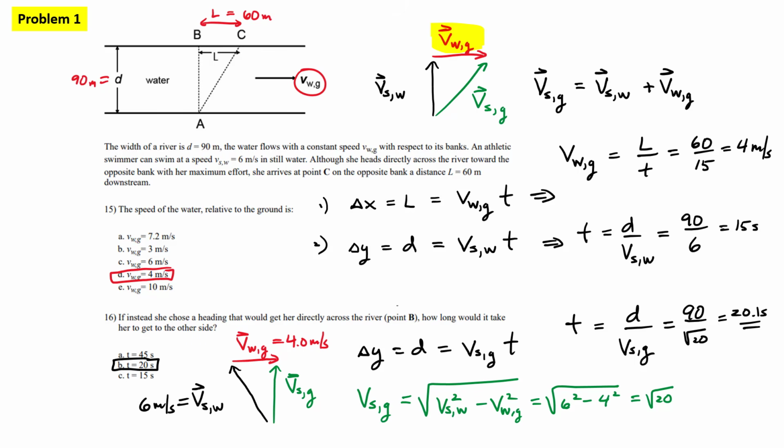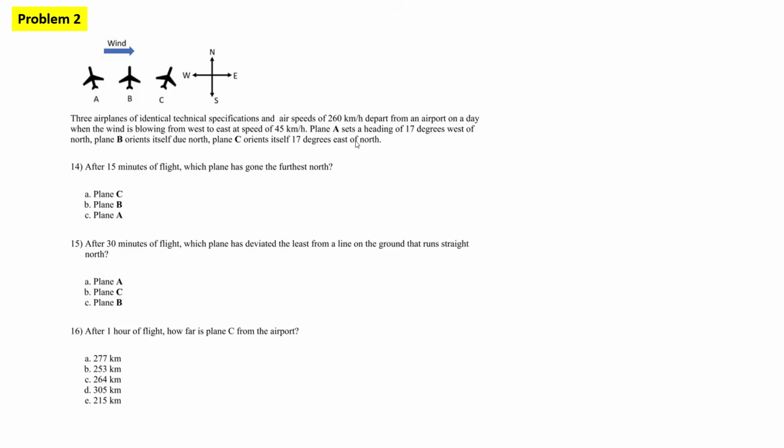Let's go to the next one now. All right, problem 2. We have 3 airplanes of identical technical specifications and airspeeds of 260 kilometers per hour that depart from an airport on a day when the wind is blowing from west to east at a speed of 45 kilometers per hour. Plane A sets a heading of 17 degrees west of north. Plane B orients itself due north. Plane C orients itself 17 degrees east of north. Our first question says, after 15 minutes of flight, which plane has gone the furthest north?